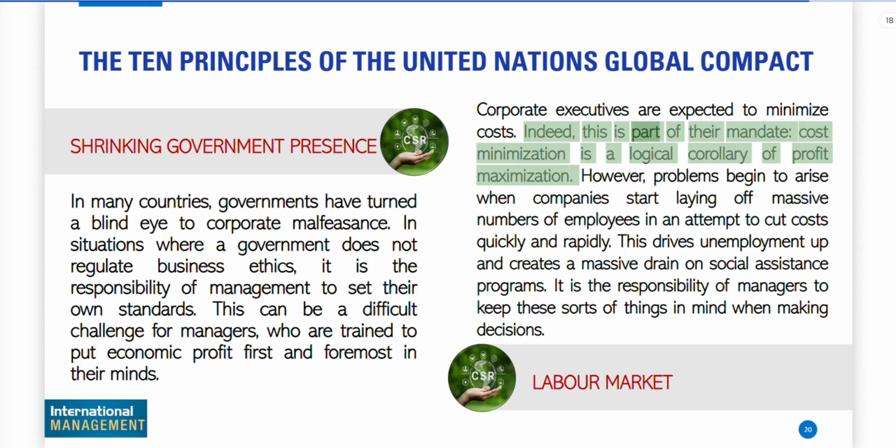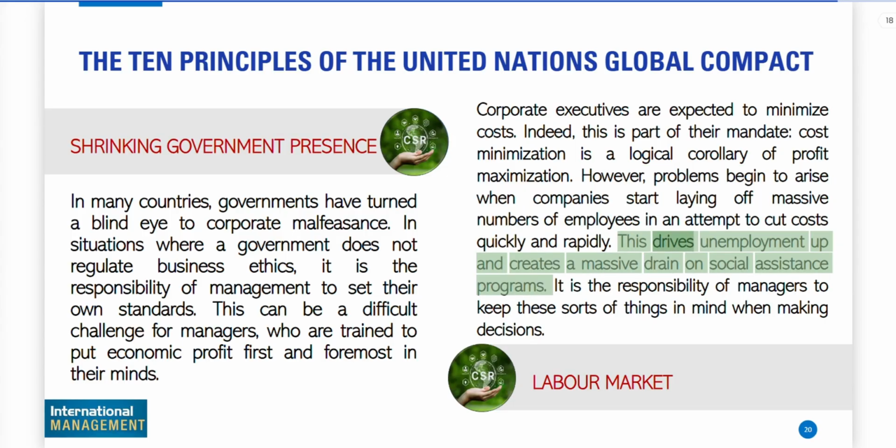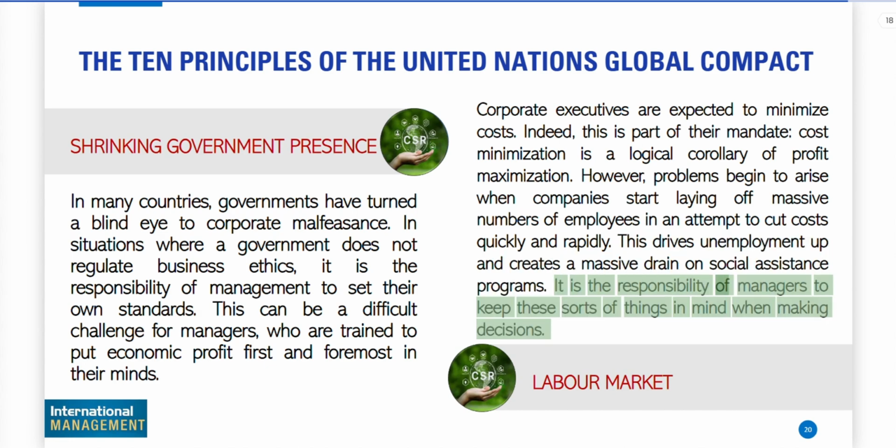Labor market. Corporate executives are expected to minimize costs. Indeed, this is part of their mandate. Cost minimization is a logical corollary of profit maximization. However, problems begin to arise when companies start laying off massive numbers of employees in an attempt to cut costs quickly and rapidly. This drives unemployment up and creates a massive drain on social assistance programs. It is the responsibility of managers to keep these sorts of things in mind when making decisions.